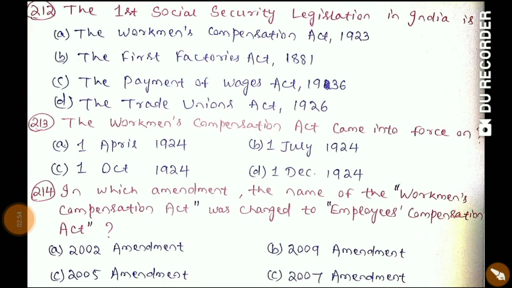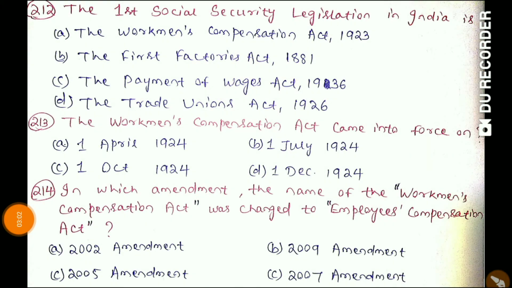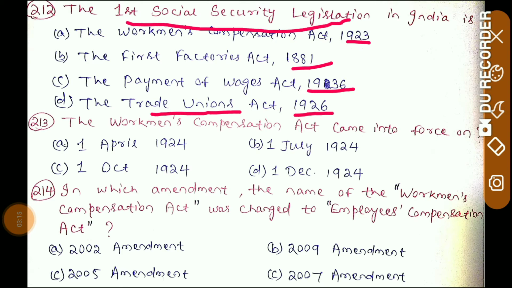Then the next question: first social security legislation in India is the Workmen's Compensation Act 1923, the Factories Act 1881, the Payment of Wages Act 1936, or the Trade Unions Act 1926. So the first social security legislation in India is the Workmen's Compensation Act 1923. Option A is the answer.